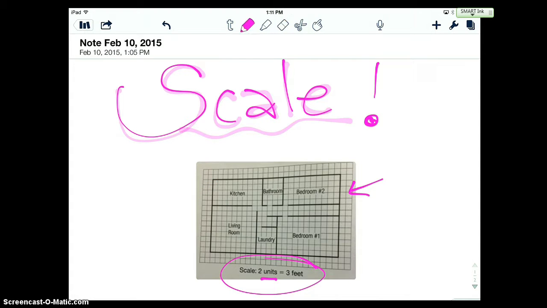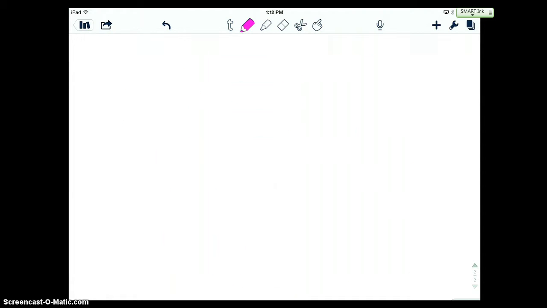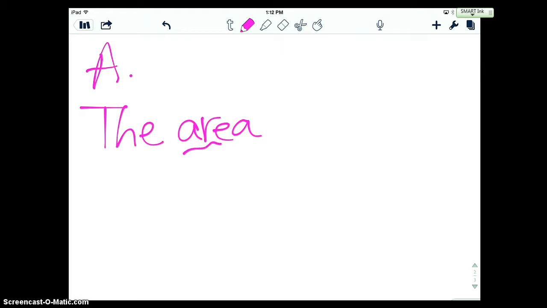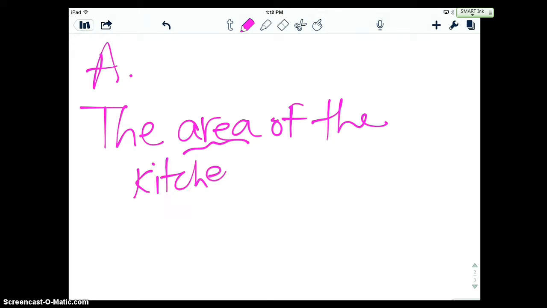So I could actually determine the actual dimensions of the kitchen. So we're going to go through some problems using this scale drawing. And the first one, label it part A. I'm going to put a statement out there and we're going to determine if it's true or false. We're going to look at this statement. The area of the kitchen is 114 square feet. So are we thinking that's true or false?